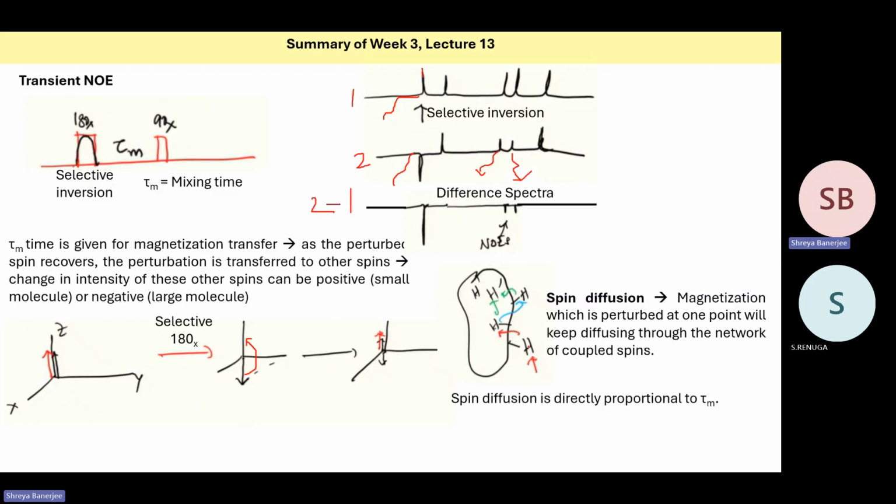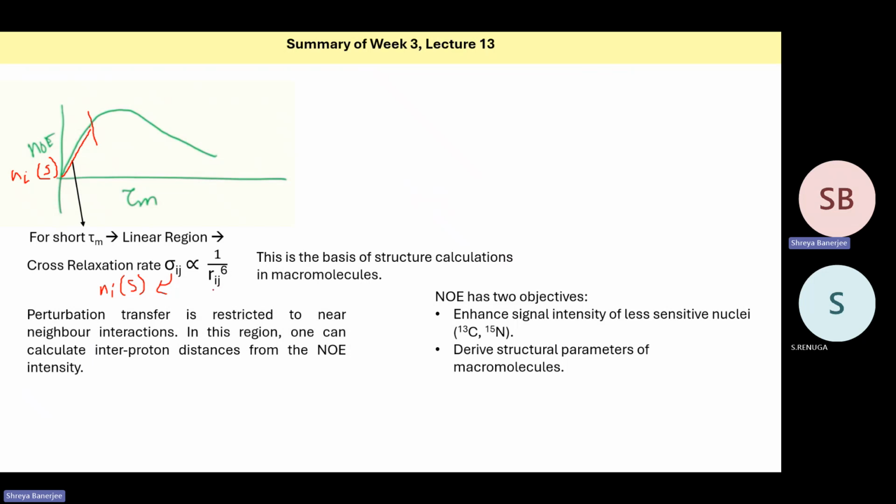So suppose perturbation is transferring from this hydrogen to this hydrogen. Then the distance between these two hydrogens is Rij, and 1 by Rij to the power 6 defines the extent of NOE. So basically from the NOE, you can calculate the distance between different protons. And using this distance, you will have an idea of the structure of macromolecules.